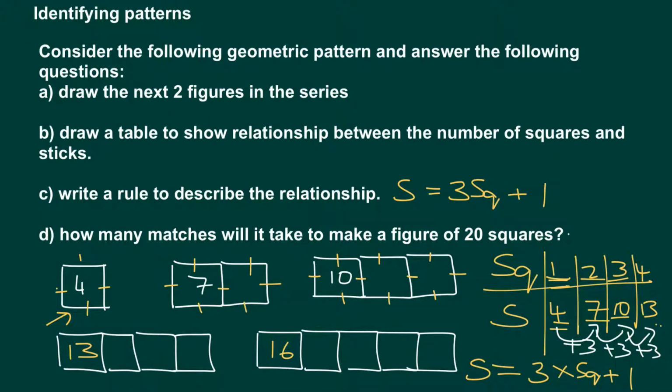And then we can use that rule to simply answer question D. It says, how many matches will it take to make a figure of 20 squares? So we have S is equal to 3 times 20 squares plus 1. 3 times 20 is 60, plus 1 is 61. So it will take us 61 matches or sticks, whatever you want to call it, to make a figure of 20 squares.